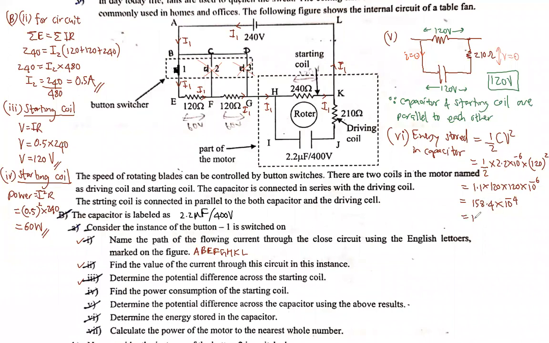Final answer, you can take it as 1.584 into 10 to the power minus 2 joules. No, people, this is not the answer they had got. Anyone got this answer? Hurry up. Anyone who got this answer? I'm getting 1.584 into 10 to the power minus 2 joules, not the answer they had written here. They had got 1.584, that's all. Did I make any mistake? I hope not. 1.584, so I'll stick to this.